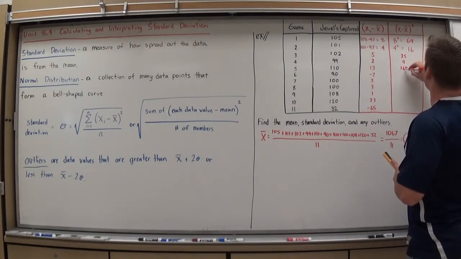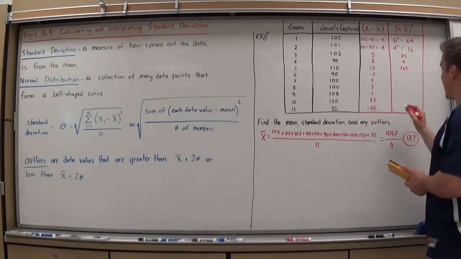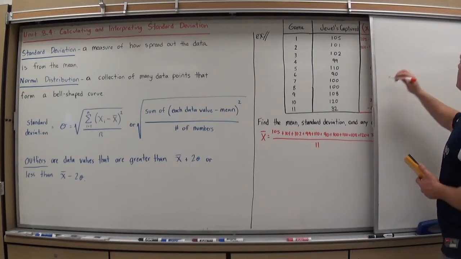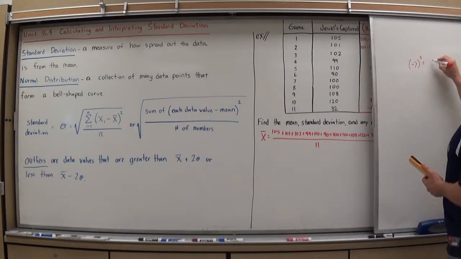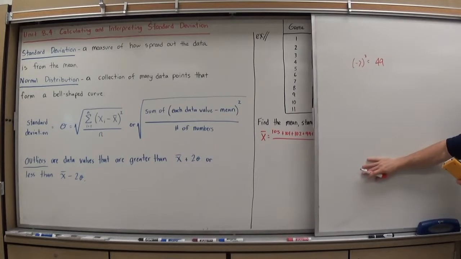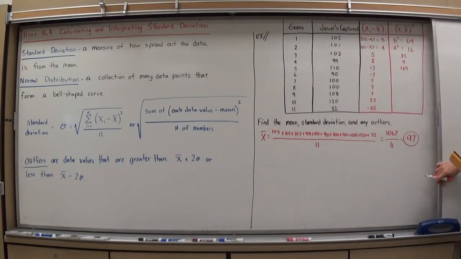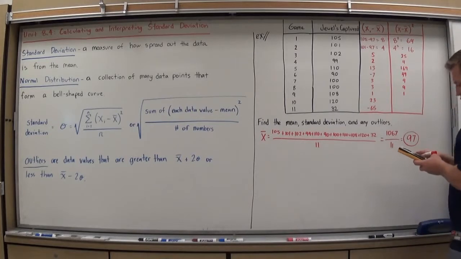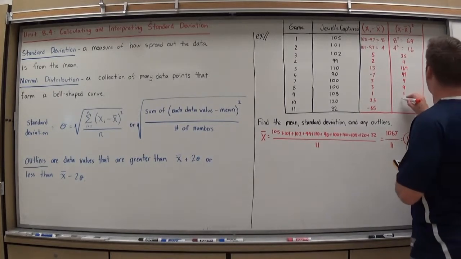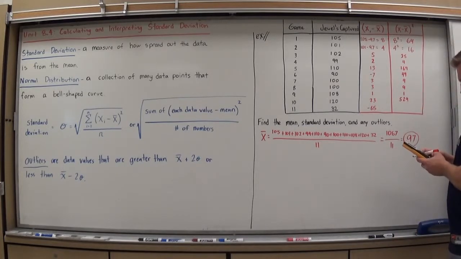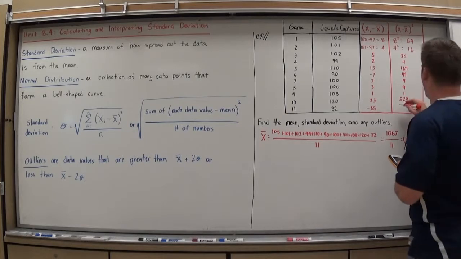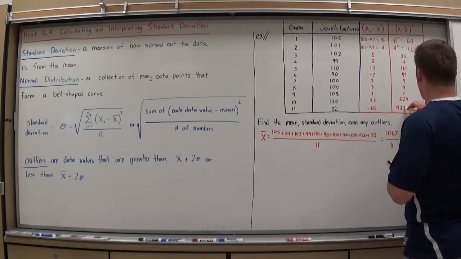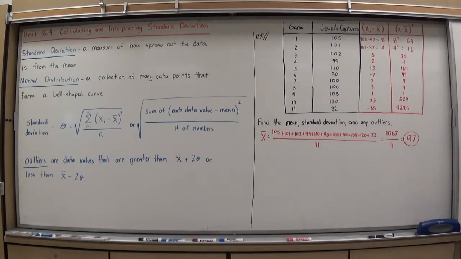13 squared, 169. Negative 7 squared is technically negative 7 in parentheses squared. And so when I square that, it's going to turn positive, and I'll get positive 49. So you should always be adding positive numbers when you're calculating standard deviation, because even a negative number will turn positive when you square it. 3 squared is 9, 3 squared is 9, 1 squared is 1. 23 squared is a little too big for me to do in my head. It's 529. And then negative 65 squared is 4,225.